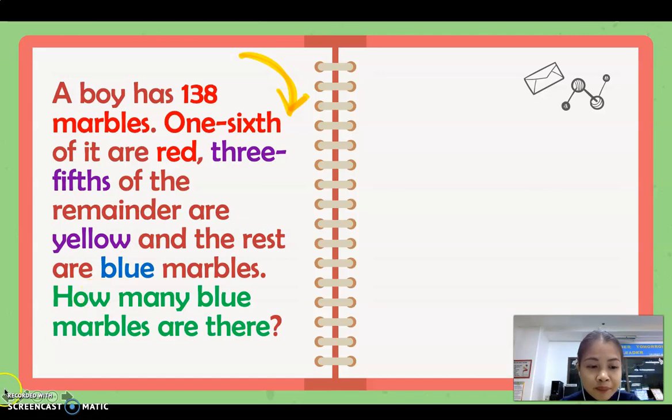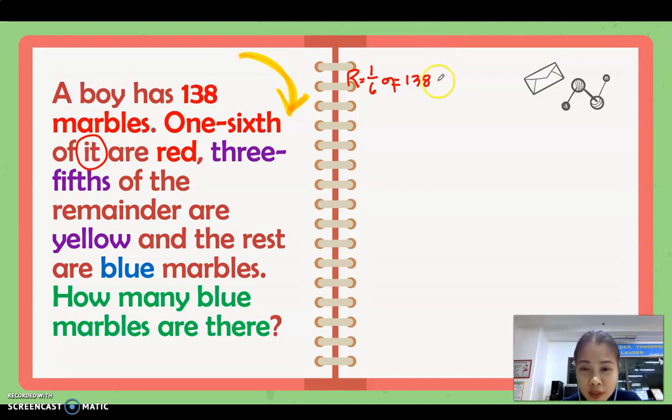So let us answer each given. First, we need to find how many red are there. It says there that it's 1/6 of it. The word "of it," the "it" there is the 138. So, meaning, what is 1/6 of 138? That is for the red marbles.